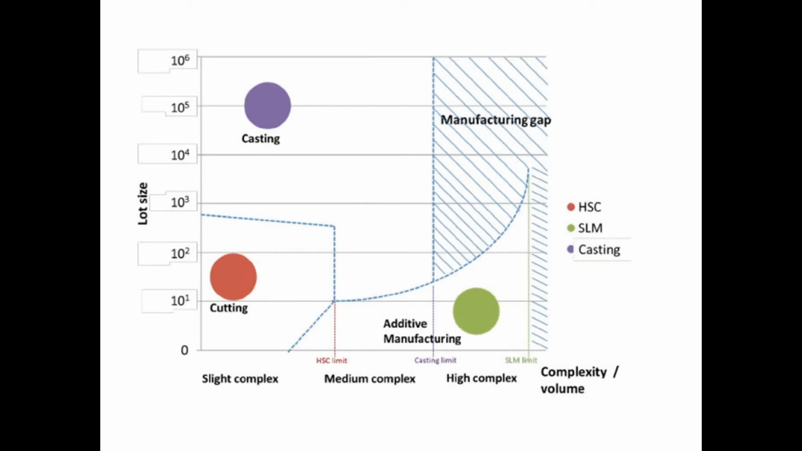Another aspect that can be compared with traditional and advanced manufacturing, such as 3D printing or additive manufacturing, is that the lot size for traditional manufacturing can be high, from cutting to casting or molding. However, for additive manufacturing, the lot size is small. In other words, additive manufacturing is still limited towards limited production. So there is actually a manufacturing gap that needs to be solved in order to take additive manufacturing more mainstream. That is, how can you increase the throughput of 3D manufactured parts or objects?